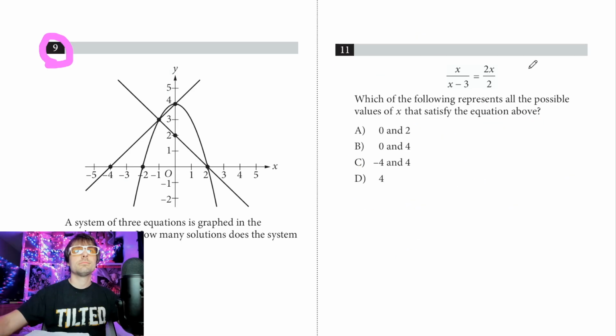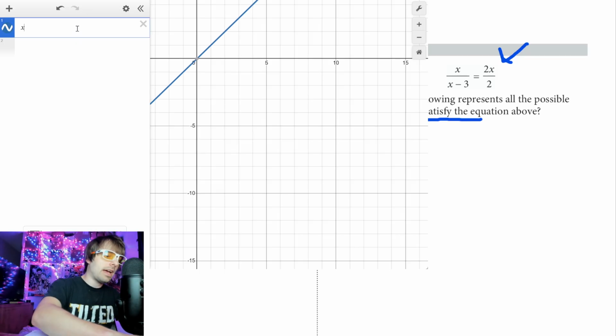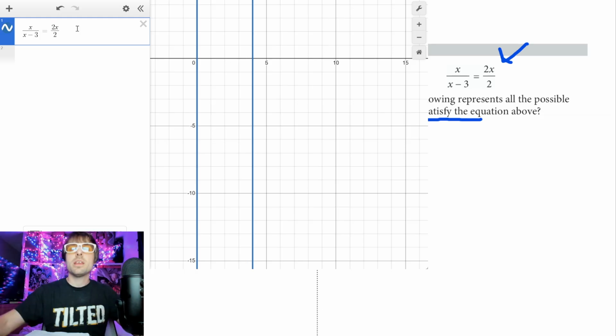Number 11, if I ever see these x functions where they're asking for solutions or an x that satisfies the equation, I'm always opening up Desmos, and I'm putting my function in there. x divided by x minus 3 is equal to 2x divided by 2. And these vertical lines you see are always going to represent your x solutions.